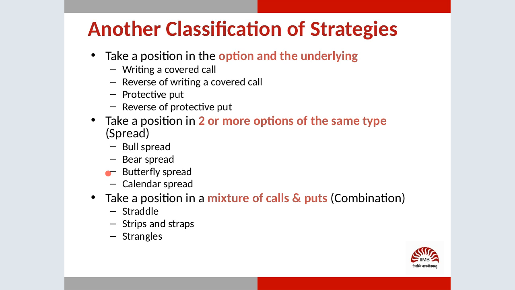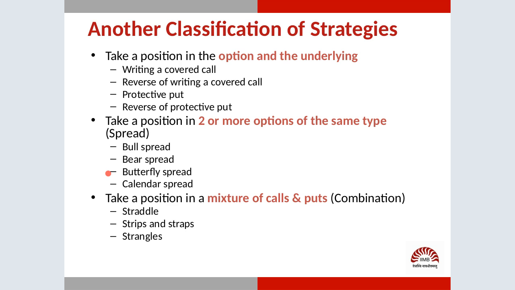The first one is the set of options and the underlying. I take a position in the option and I take a position in the underlying, under which we have writing a covered call, reverse of a covered call, protective put and reverse of a protective put, and we'll talk about those. The second is the spread position, where we take a position in two or more options of the same type. So it is a portfolio of either only calls or only puts. Obviously, the options will be different, and we'll talk about how the options can be different.